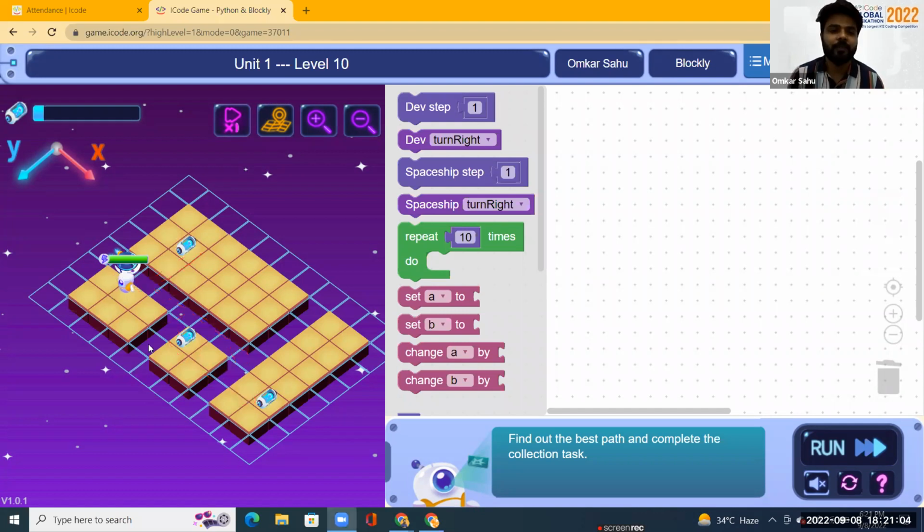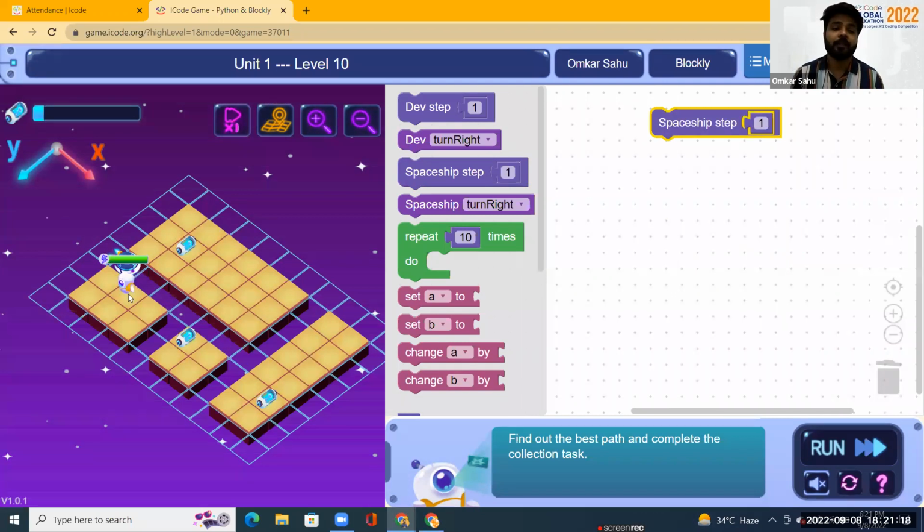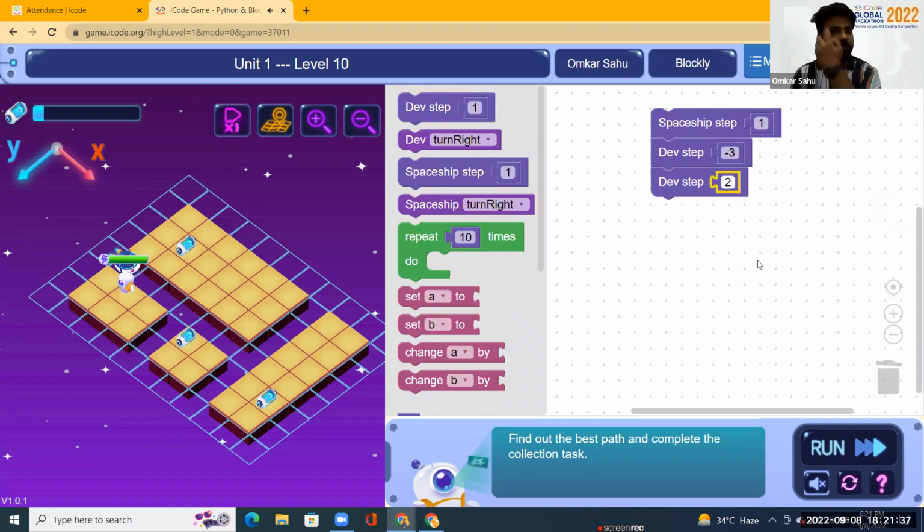Yes, everyone. So have a look at the code. Now, we'll first ask the spaceship to take one step in the forward direction. Click on the spaceship, take one step, and then when it is here, we need to ask the spaceship to go back 1, 2, 3 steps in the backward direction. And then coming forward, we'll ask the spaceship to take 2 steps forward. I hope it is clear to everyone.